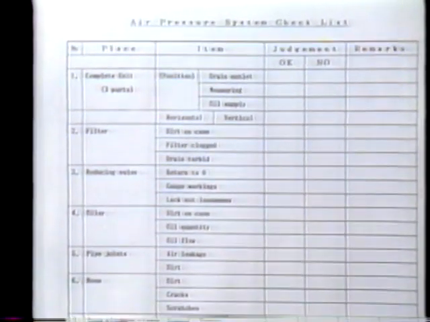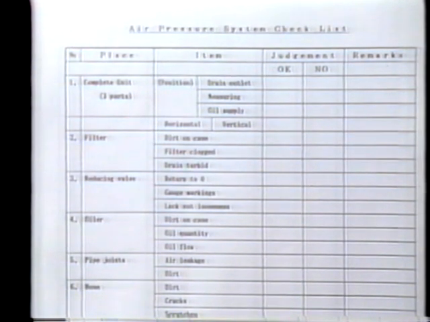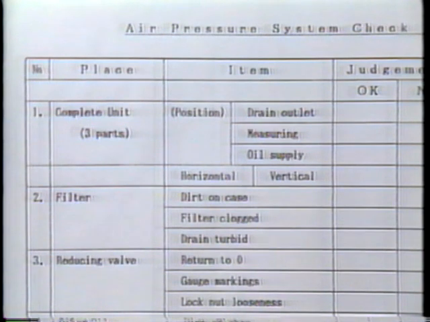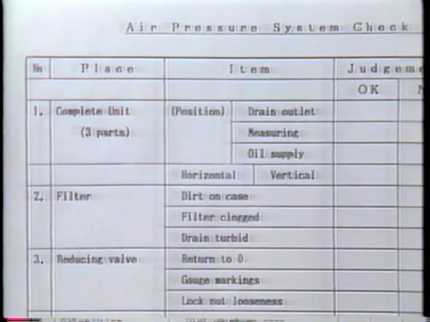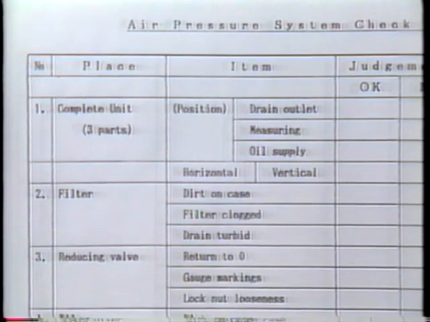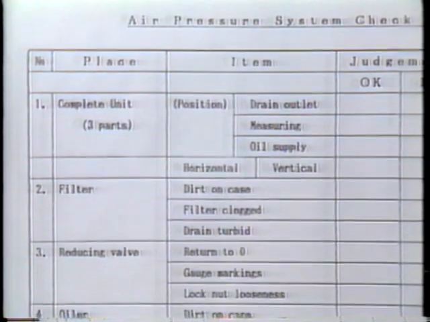This is a typical checklist for an air pressure system. It indicates the order of checking vertically and the places and items for inspection horizontally. There is also space for suggestions on necessary action. There are many boxes to be checked off, even for just this one system.